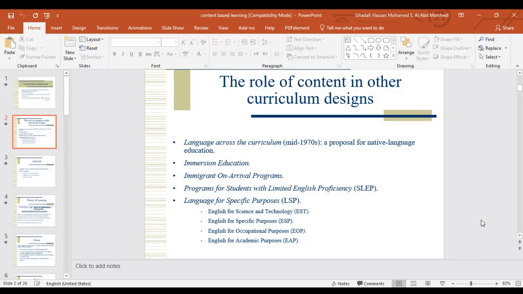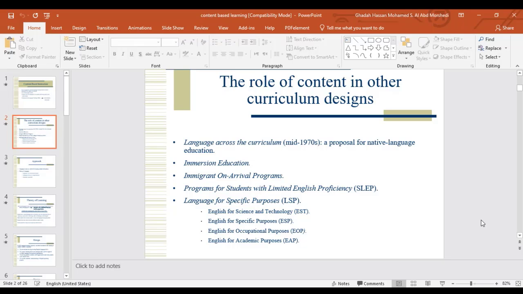We had immersion education, and then we had issues with the immigrants, okay, when on arrival they had some kind of programs. And then we had programs with students with limited English proficiency. That's how they called it at that time. And then we had language for specific purposes. And those kinds of courses, you already had taken in UGRU or after UGRU, the foundation.